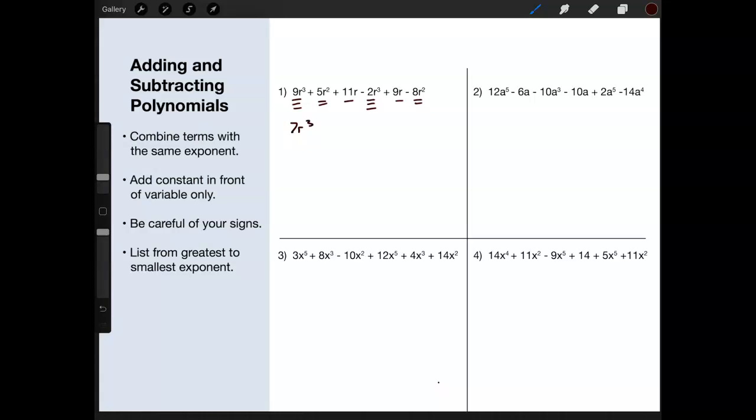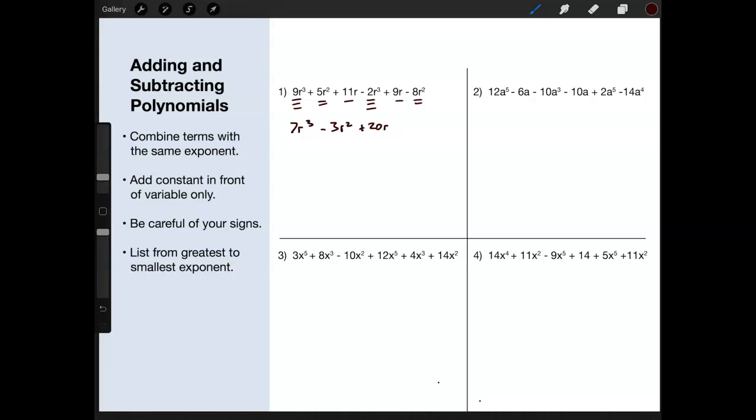Next we have 5r squared minus 8r squared. 5 minus 8 is negative 3r squared. And then we have 11r plus 9r. 11 plus 9 is 20, and the r carries. So our final answer here is 7r cubed minus 3r squared plus 20r.